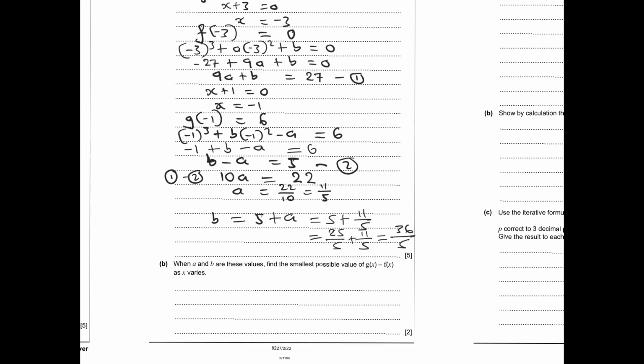Now looking at question B, the B part, we are told here that when a and b are these values, the values that we got in the first part, find the smallest possible value of g of x minus f of x as x varies. All right, so we will have to have my g of x here.